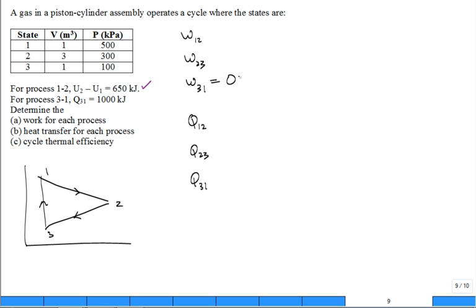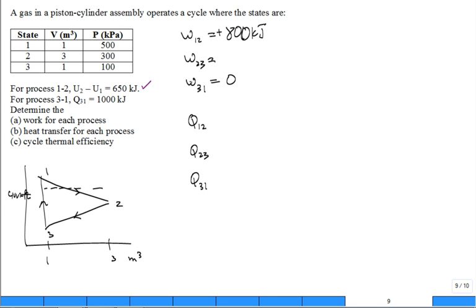Now, how about the work 1 to 2? Integral PdV. But you know what? We already know the average pressure and the volume change. It goes from 1 to 3 meter cubed, at an average pressure of 400 kilopascal. I can do that graphically. Or I can get a straight line through 2 points and do it analytically. But hey, engineers like to do things graphically. And so what is the work 1 to 2? 400 times 2, 800 kilojoules. Positive. How about work 2 to 3?